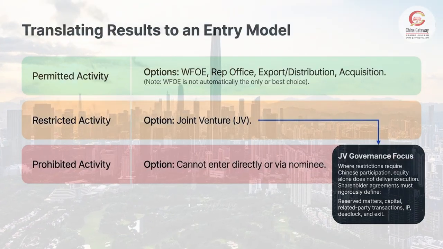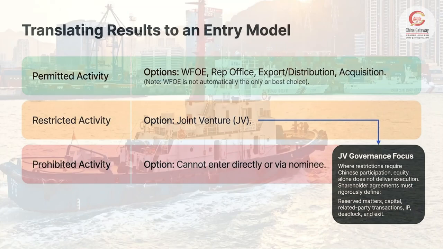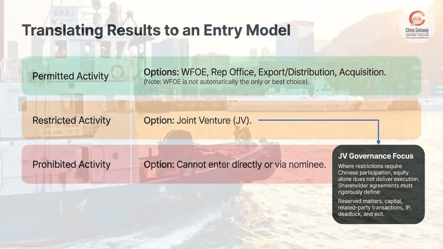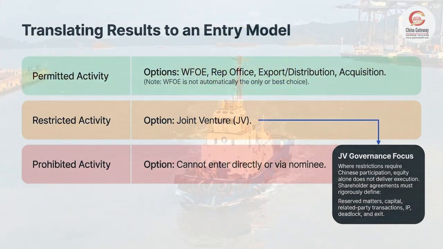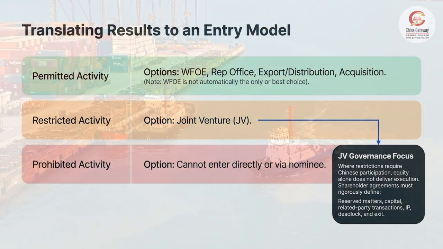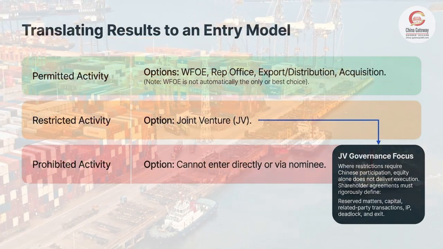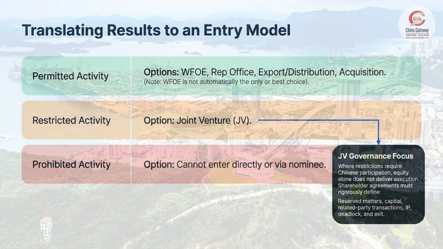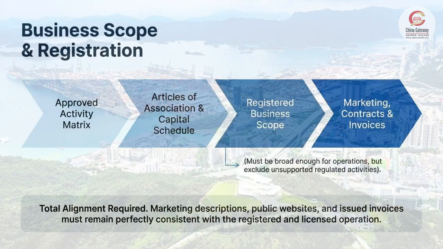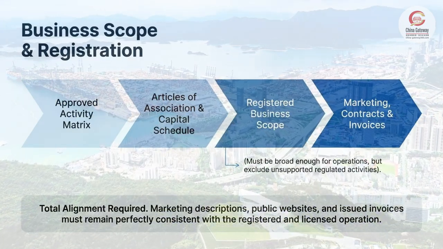Section 4, defining the entry model. After navigating those 4 screens, the results dictate your corporate entry model. While permitted activities give you flexibility, like setting up a wholly foreign-owned enterprise, restricted activities will force you into a joint venture. And if you go the JV route, rigorous governance over reserved matters, IP, and exit strategies is absolutely non-negotiable.